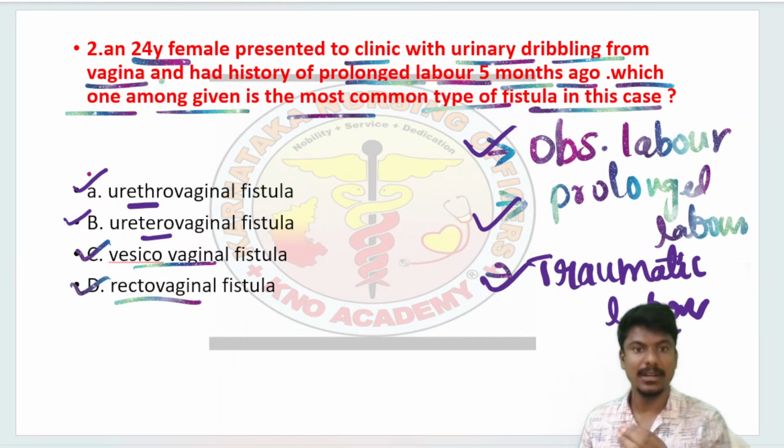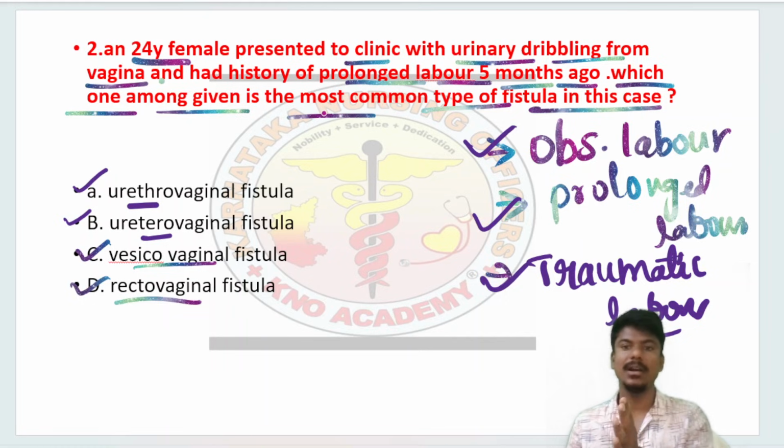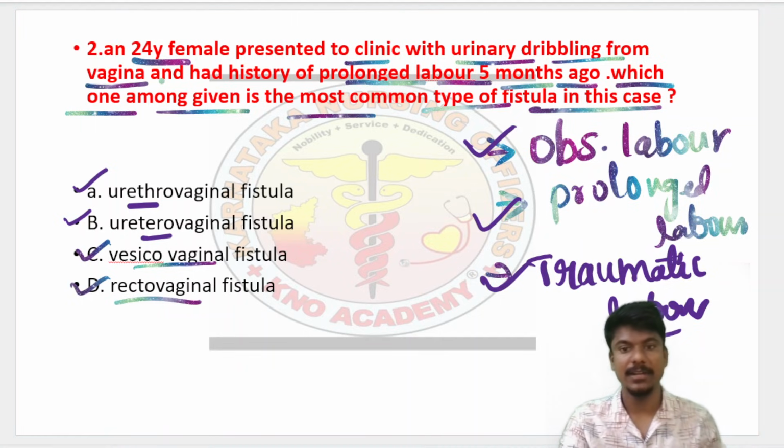So here is a 24-year-old. I'll read it one more time. A 24-year-old female presents to the OPD with urinary dribbling from the vagina and had a history of prolonged labor 5 months ago. Which one among the given is the most common type of fistula in this case? Try to answer. I'm waiting for your answers.